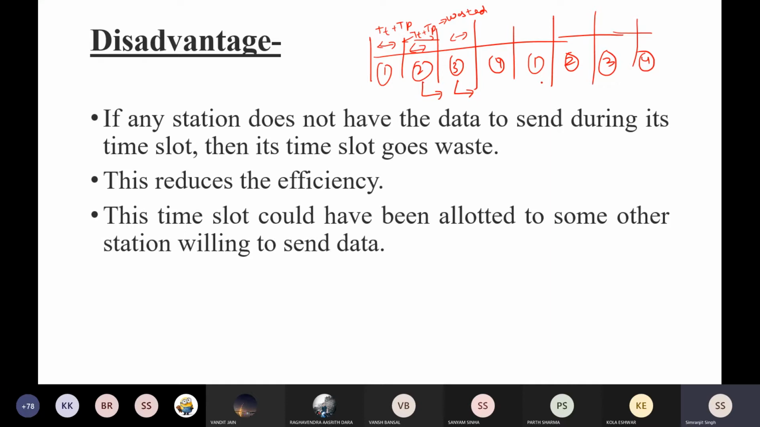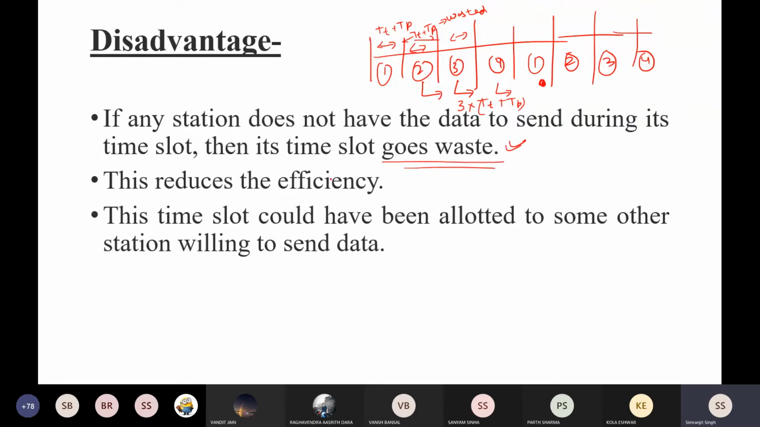Again, suppose station 1 has something to transmit, but it will get its turn only after 2, 3 and 4. So even if they are not transmitting anything, station 1 still has to wait for 3 into TT plus TP amount of time to get its turn. That is the main disadvantage, that there is high wastage in this approach. If any station does not have data to send during its time slot, then its time slot goes to waste. This is a very important point.